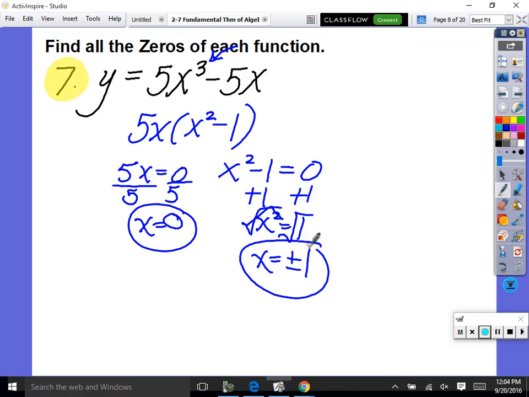Okay, questions? Yeah. So there's 5 zeros, 1 zero? Because we go by the highest degree, correct? So there's 3 zeros. That's what the fundamental theorem of algebra says. So it's not the coefficient in front of the variable, it's the degree.